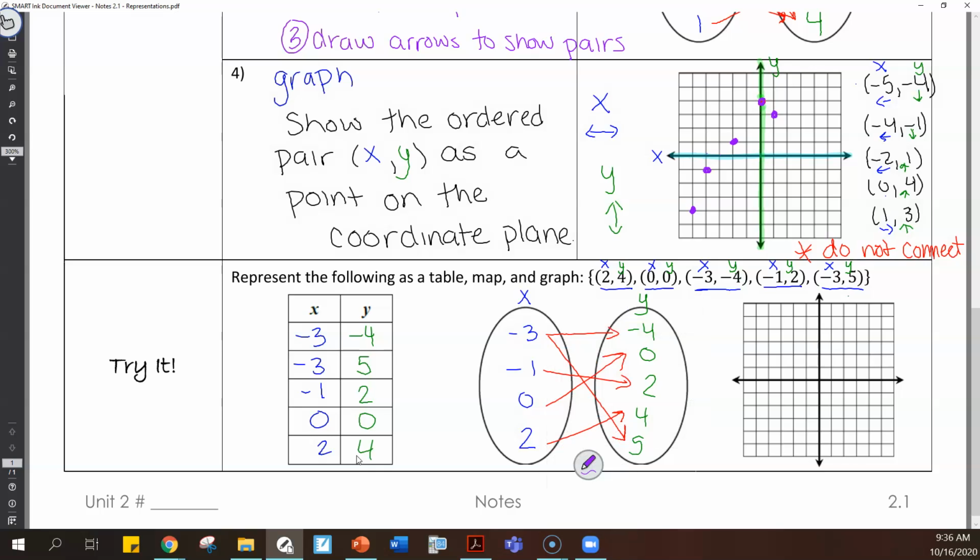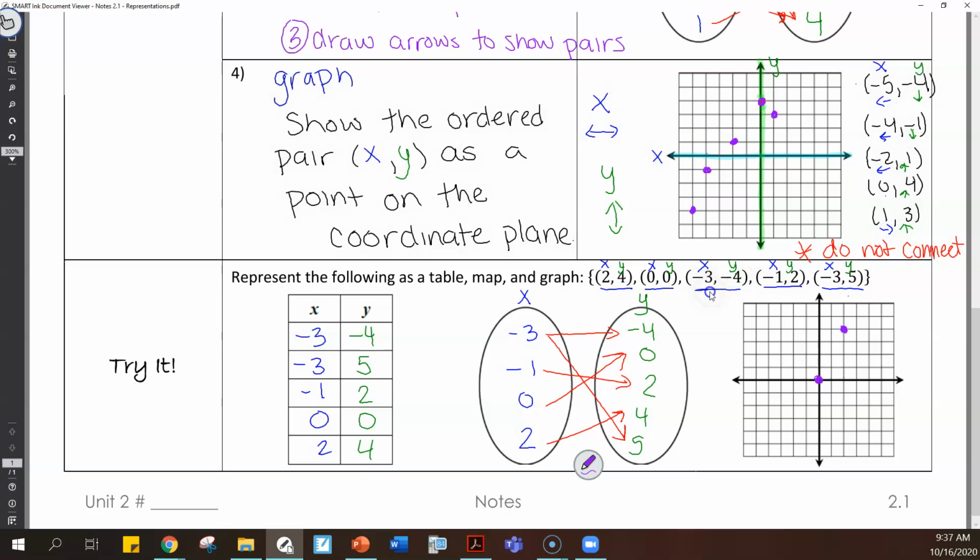Lastly, I'm going to represent this as points on a coordinate plane. Because there are specific points, I don't have to connect these. I'm just going to graph them the way I see them. So (2, 4) tells me to go 2 to the right and 4 up, because both of those numbers are positive. (0, 0), that's an easy one. You go right in the center.